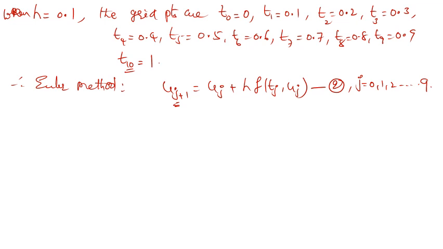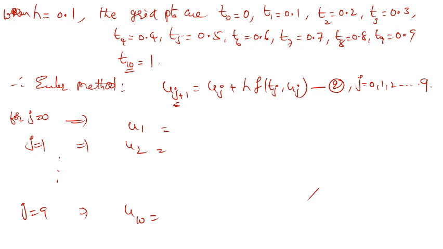So as usual, follow the procedure. For j equals 0, you will get u1. For j equals 1, you will get u2, and so on. For j equals 9, you will get the u10 value. Like the previous case, you apply this. Similarly, do it for h equal to 0.05. This is one small problem based on Euler's method.